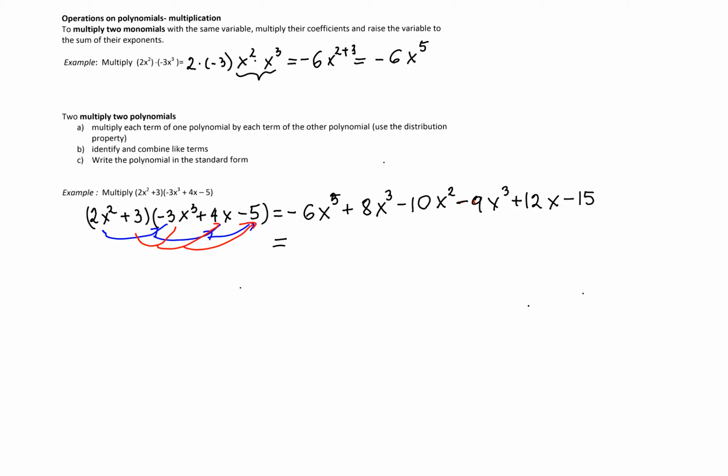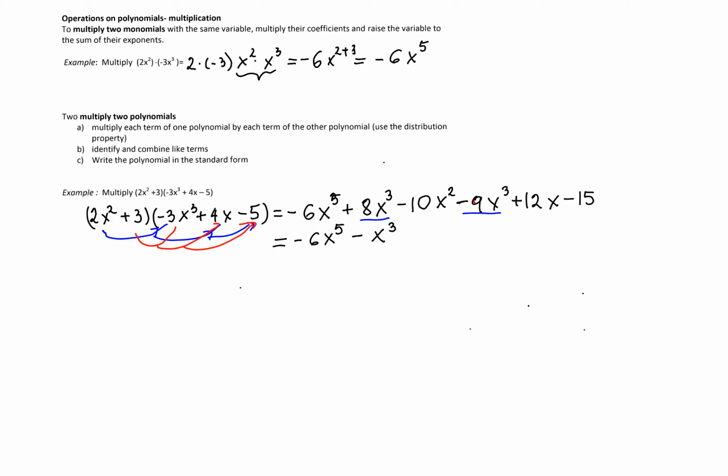The highest exponent of x is 5, therefore the degree of the product is going to be 5. We are looking for the terms with x to the fifth. There is only one, so we'll just rewrite it. There is no addition or multiplication for those terms. Then we are looking for the terms with x to the fourth. There is none. Then we are looking for the terms with x to the third, and there are two terms, 8x cubed and negative 9x cubed. If we combine them, the coefficient will be negative 1, and therefore we'll end up with negative x cubed.